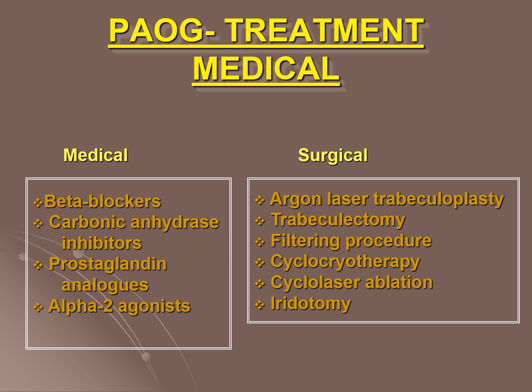And the different surgical methods are argon laser trabeculoplasty, trabeculectomy, different filtering procedures. Cyclocryotherapy and cyclolaser ablation is done where the vision loss has occurred, and we only want to control the raised intraocular pressure to make the patient comfortable. And iridotomy is usually in case of narrow angle glaucoma, not in case of primary open angle glaucoma. In primary open angle glaucoma, trabeculectomy is the answer.